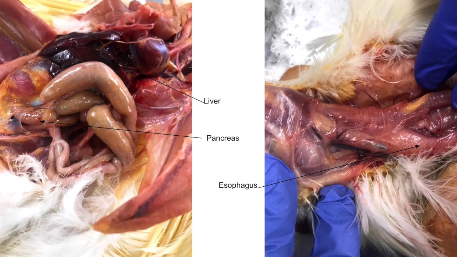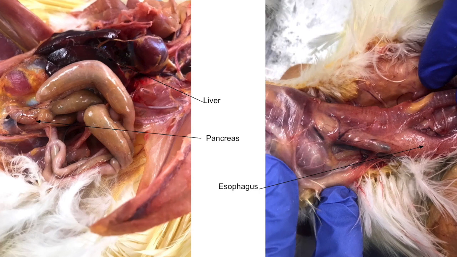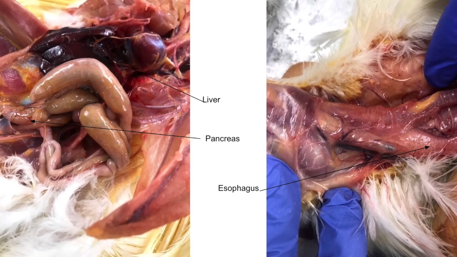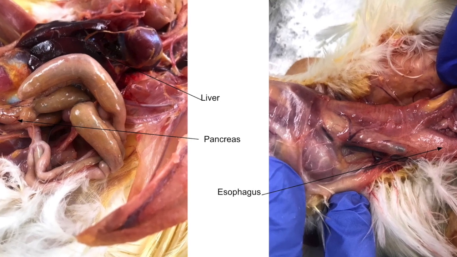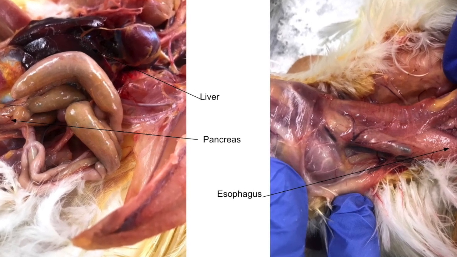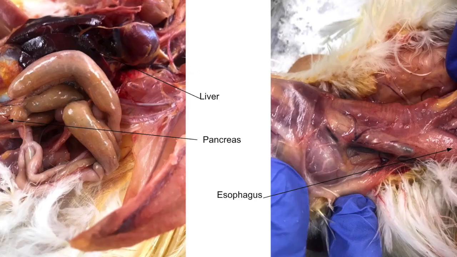The esophagus is a muscular tube that is perpendicular and dorsal to the trachea, while the pancreas is found in the duodenal loop of the small intestine where it secretes digestive enzymes. The liver is a large four-lobed gland found in the abdomen where bile is produced.